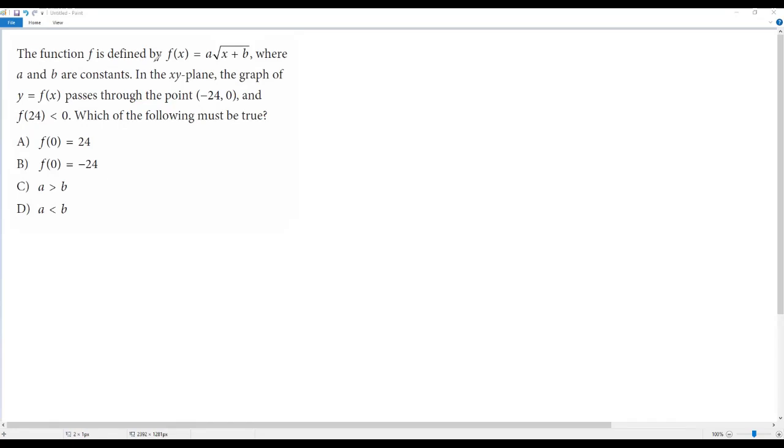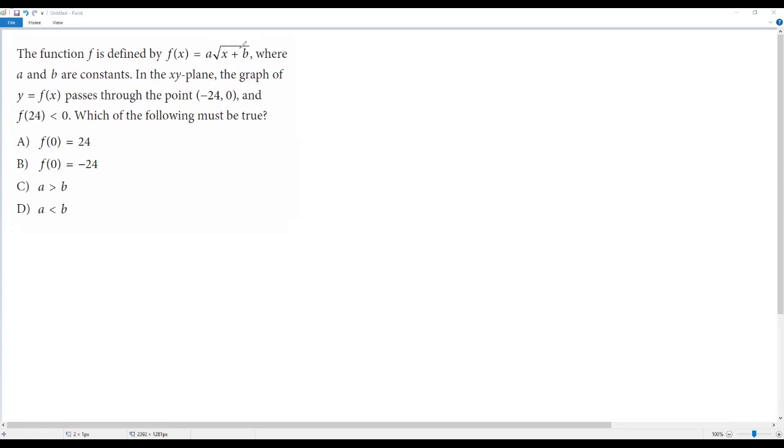The function f is defined by f of x equals a times square root of x plus b, where a and b are constants. In the xy-plane, the graph of y equals f of x passes through the point (-24, 0), and f of 24 is less than 0. Which of the following must be true?